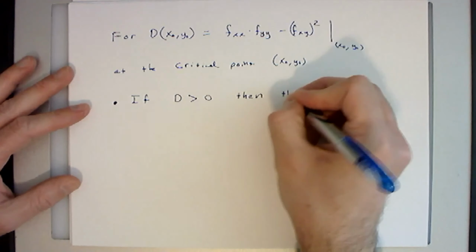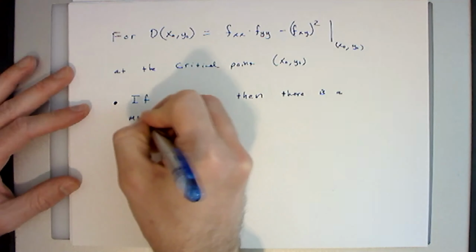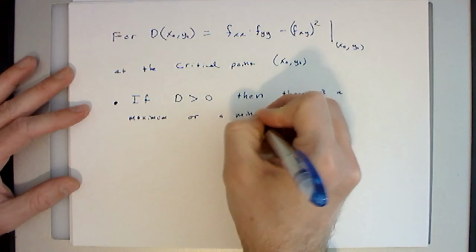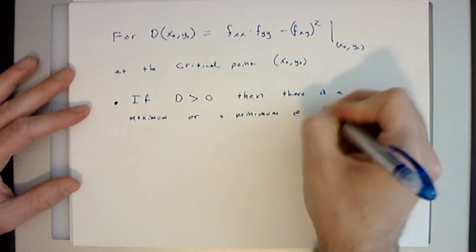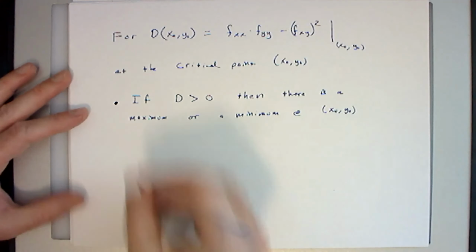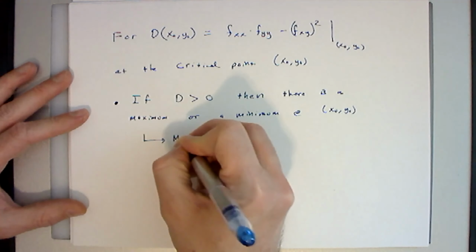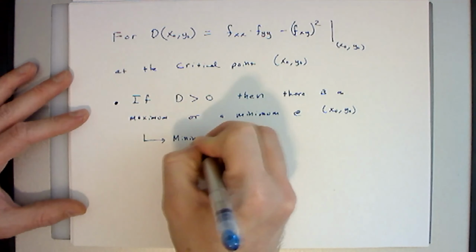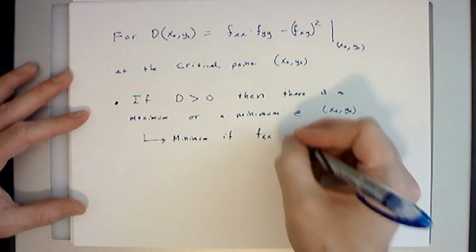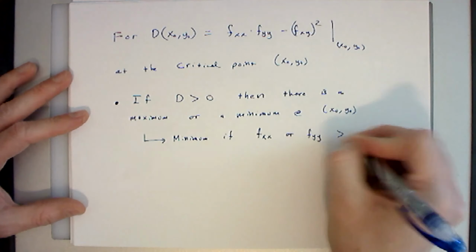then there is a maximum or a minimum at x naught, y naught. So then there's 2 subcases. It's a minimum if fxx or fyy is greater than 0.